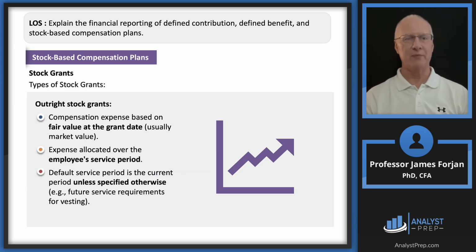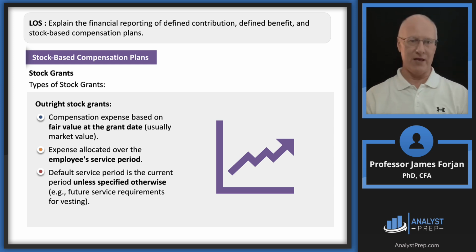So think about the types of stock grants. An outright stock grant is exactly what I was saying earlier. You hand me a share of stock, and I can do whatever I want with it. I can go sell it. I can put it in my back pocket. I can take it home and put it on my bulletin board. I can do whatever I want with it. It is now mine, an outright stock grant.